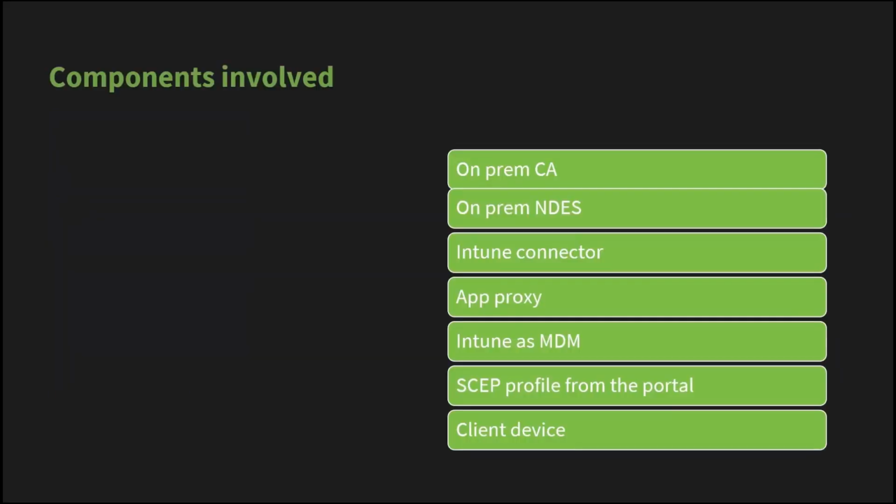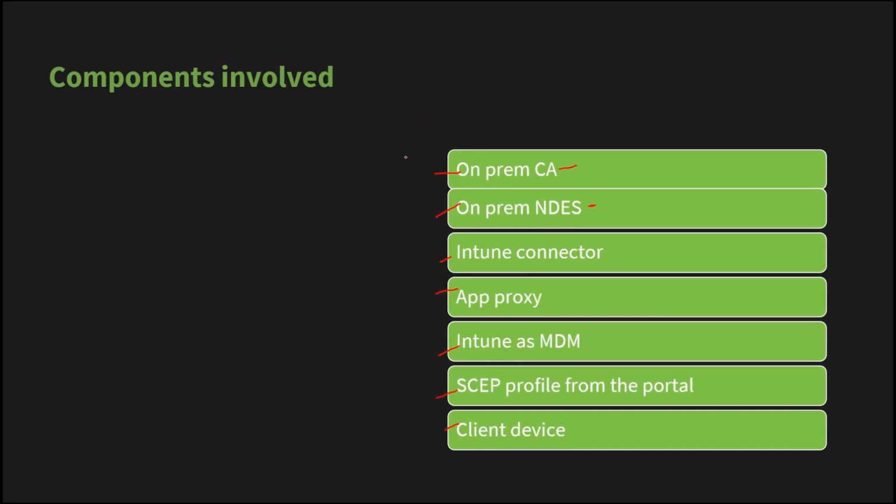All right, so now let's talk about the components that are involved as far as SCEP and NDES with Intune is concerned. There is an on-premise CA, which is issuing the certificates. There is an on-premise NDES via which the certificate is being installed. There is the Intune connector, which is installed in the NDES server. There is an application proxy, which is like the public facing endpoint of the NDES server. There is Intune as the MDM. There is the SCEP profile, which is deployed from the portal, and then there is the client device.